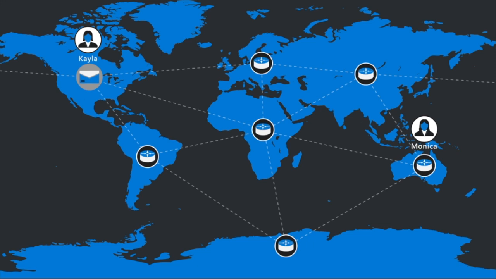Each router or node knows which of its neighbours offers the best connection. This can change on a packet-by-packet basis. Kayla's message has already been split into packets of data and is ready to send across the network. The first packet is sent by the most direct route and arrives at Monica's device.